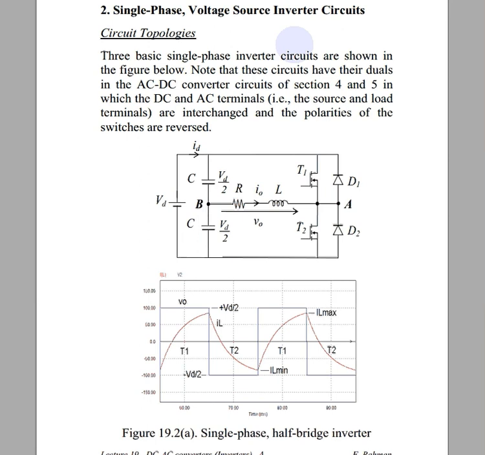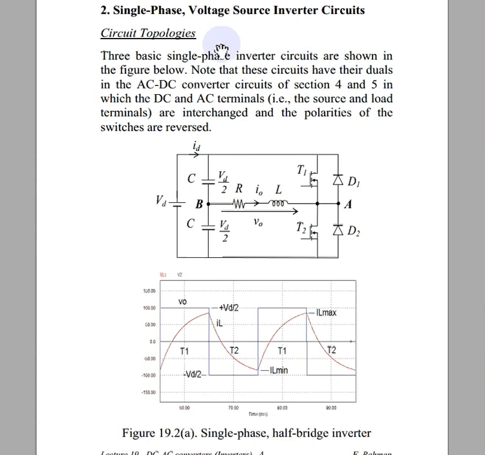What is the use of inverter in industrial application? In industrial application, it can be used in variable speed AC motor drives, induction heating, UPS, HVDC transmission lines. Generally, inverters are of two types: VSI, voltage source inverter, and CSI, current source inverter. In our syllabus only VSI is there, so we will study only the voltage source inverter.